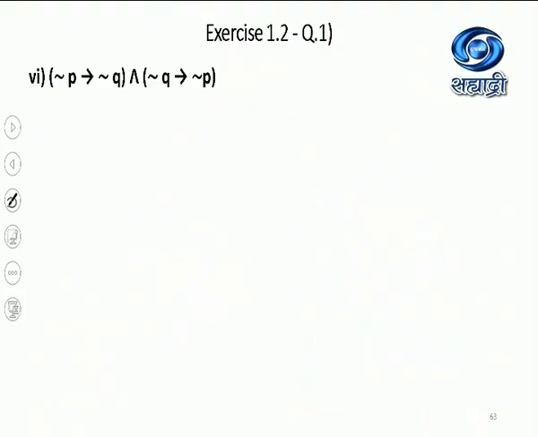In today's session, we will continue with exercise 1.1, question 1. The question is, construct the truth table for the given statement pattern. You can see there are only two statements involved here, P and Q, though they are repeated. And the connectives are negation, then implication, again negation, and negation, implication, negation.